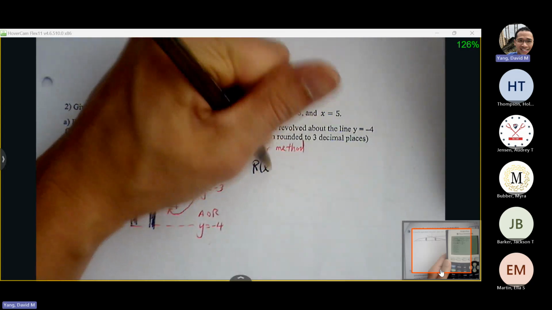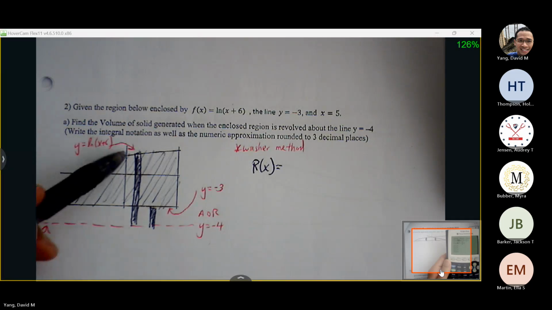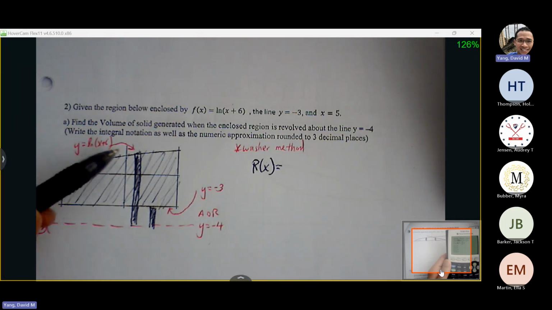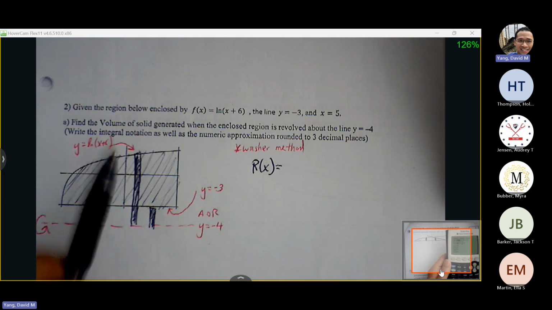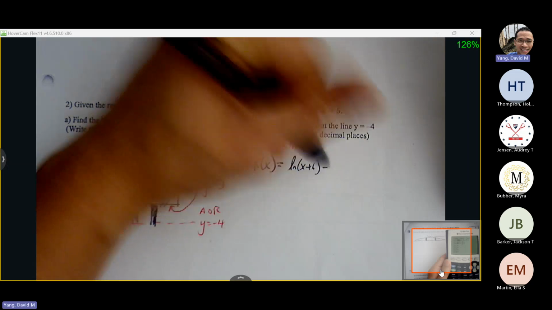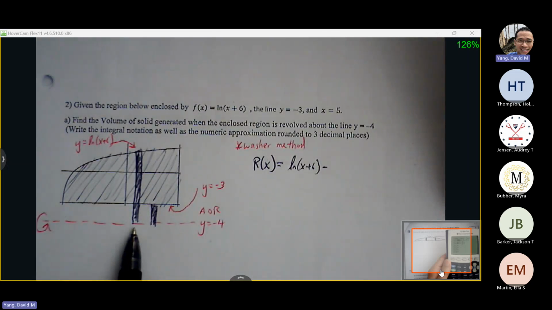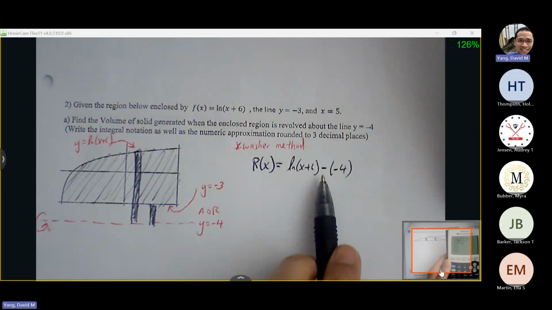Okay, let's build our big radius. Top minus bottom for big R. So the top of my radius is sitting on the curve, the natural log of x plus 6, minus the bottom. The bottom is sitting at -4. Careful though, we have 2 negatives here. One for the formula between top and bottom function, and then the other negative is coming from the axis of revolution.